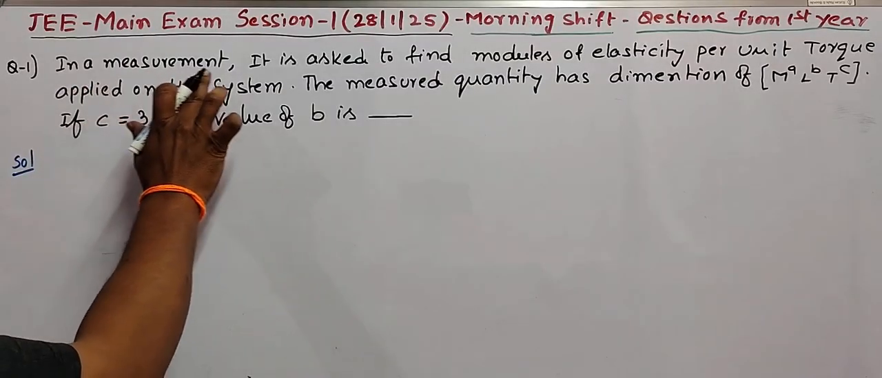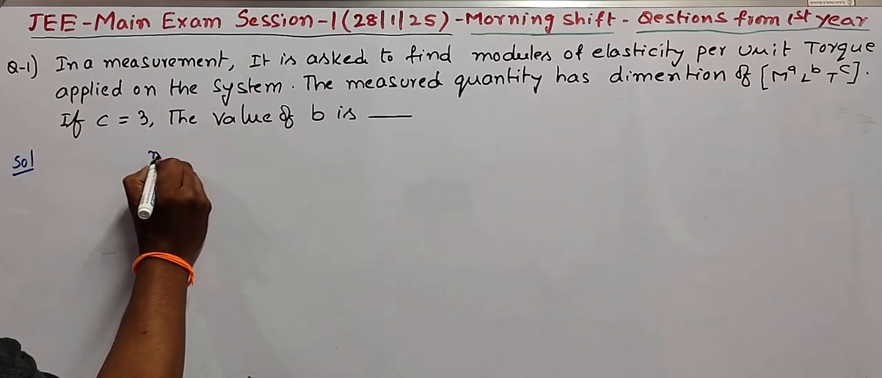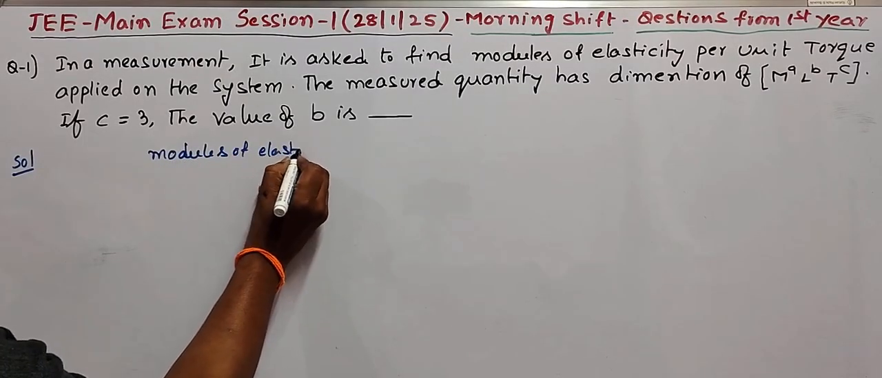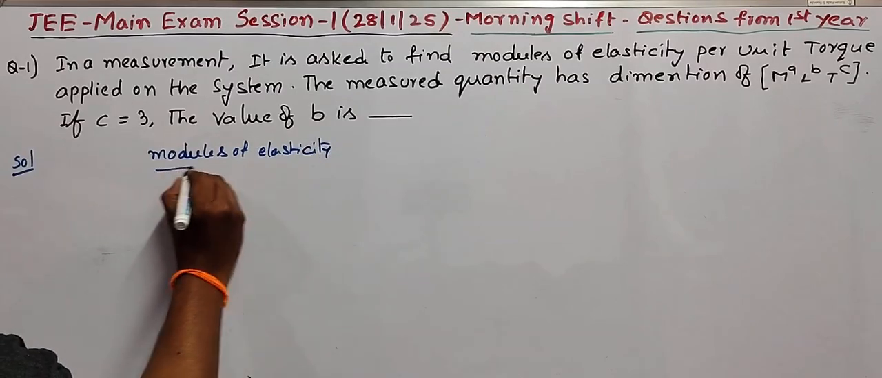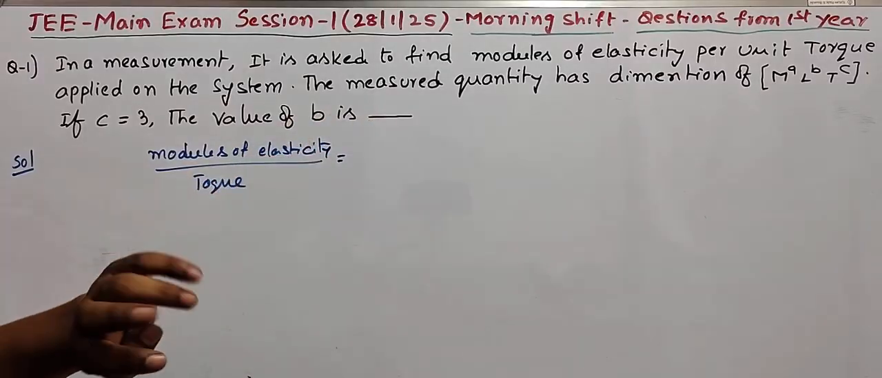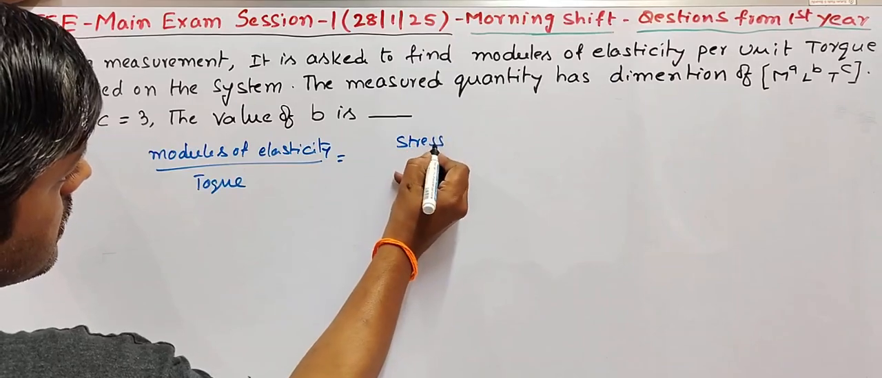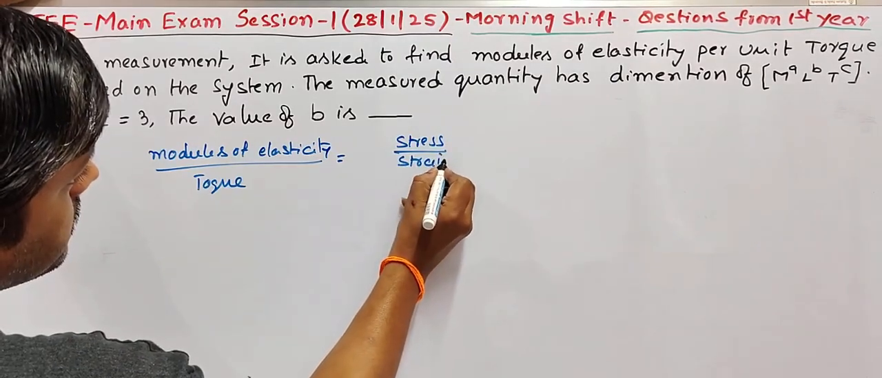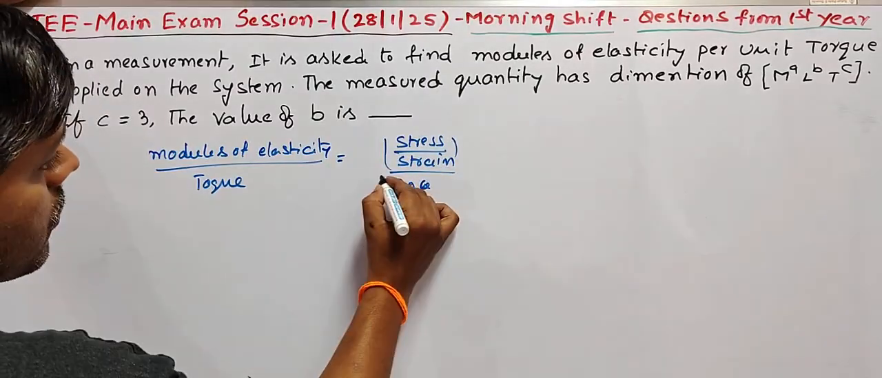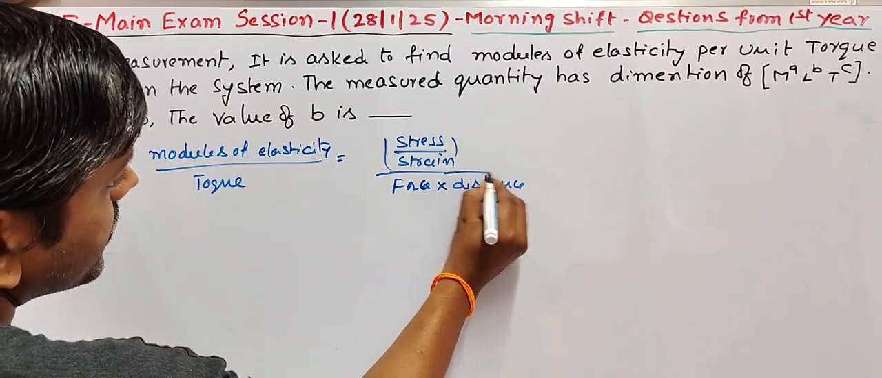So what is given in a measurement? It is asked to find modulus of elasticity per torque. Then find the b value. You know, modulus of elasticity is equal to what? Stress by strain. Torque is equal to force into distance, force into perpendicular distance.